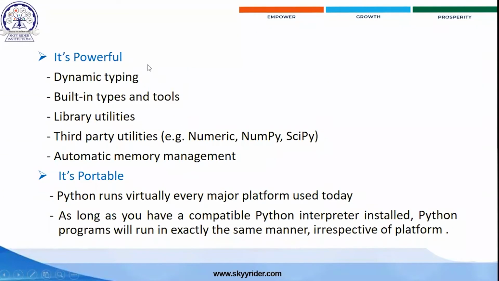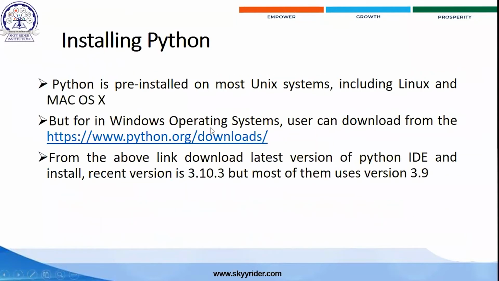Okay, so its power. What is the power of Python? Dynamic typing, built-in types and tools, library utilities. Python has a very huge amount of libraries. Okay, third-party utilities, automatic memory management. Okay. So these are all things about Python.